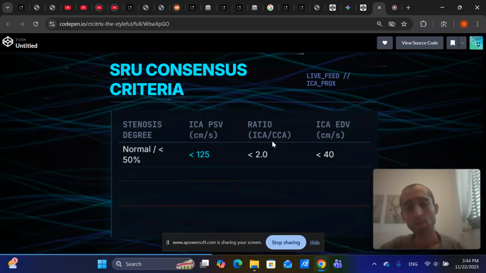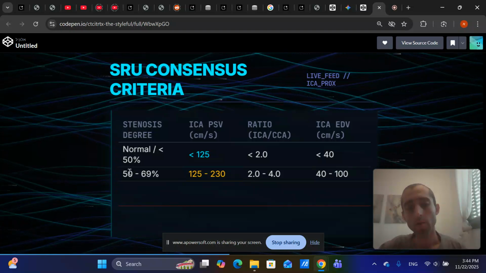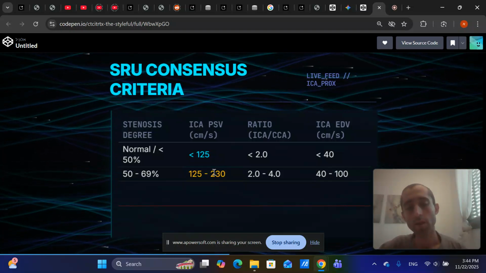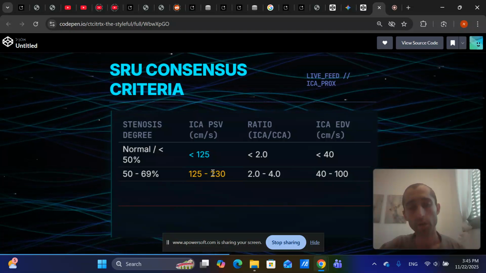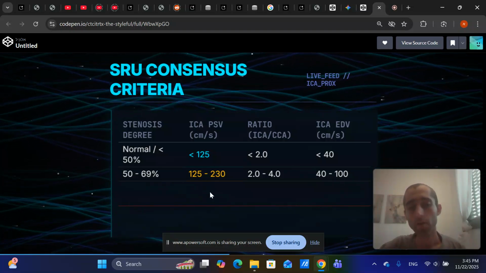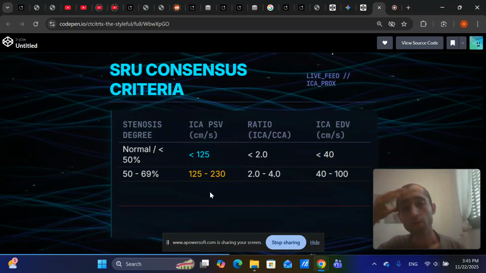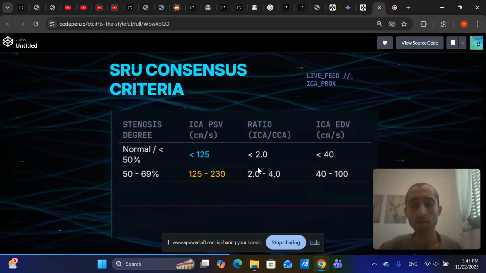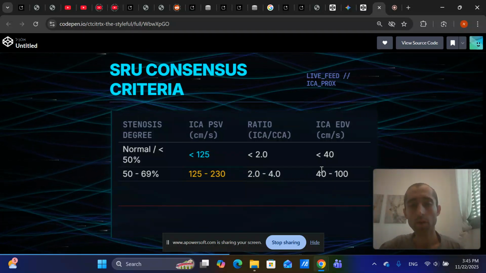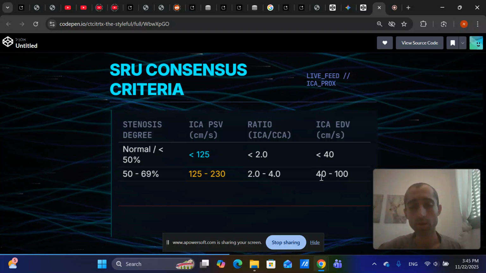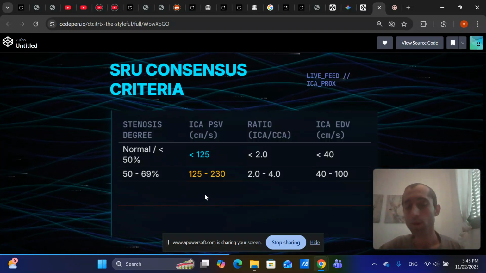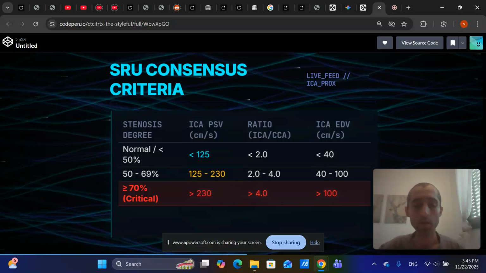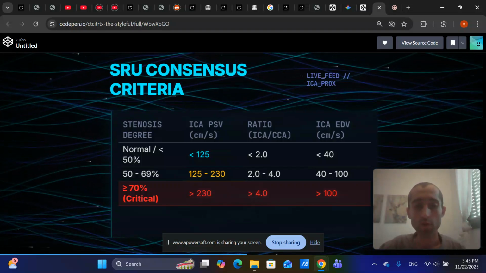Now, the next step will be the one that is between 50 to 69 degrees. And you can see the velocity up to 230, because more than 230 will define a more severe stenosis, which is more than 70 degrees. And you can see that with time, the ratio becomes higher and the end diastolic velocity also rises. So the next step will be more than 230 for more than 70% of stenosis, which is considered more critical.